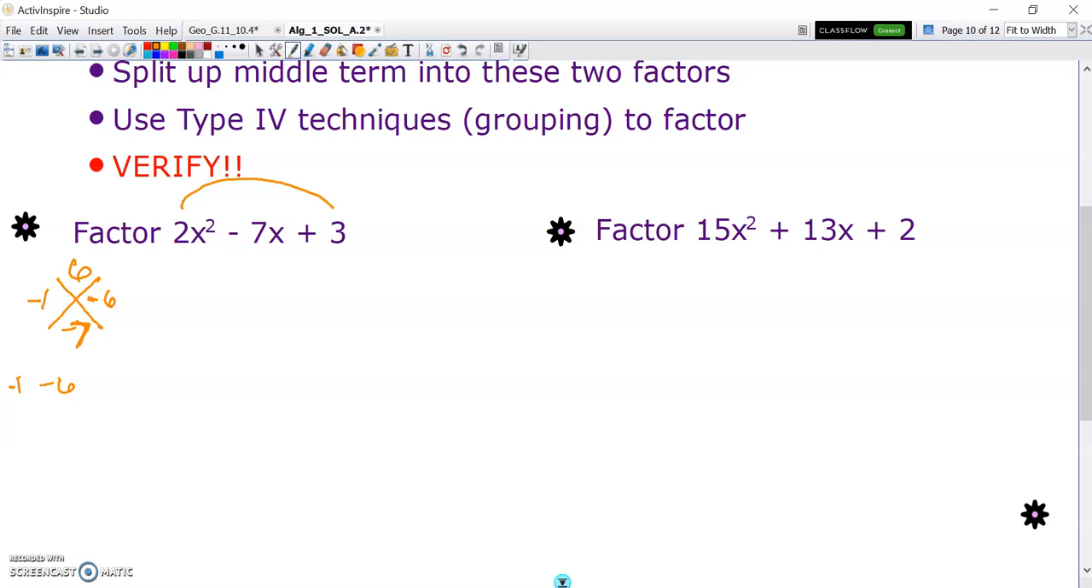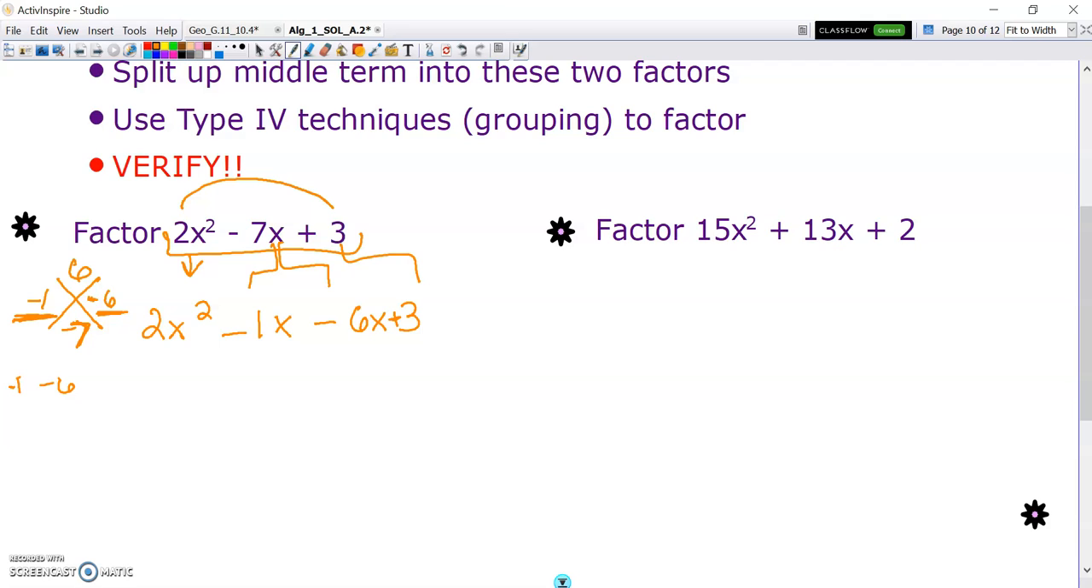Now what do we do with it? Instead of just writing two binomials, we're going to rewrite our trinomial in 4 terms. We're going to keep the first term, 2x squared. We're going to keep the last term, 3, and we're breaking up the middle term using our side pieces from our x box. We're going to attach an x to each of them. So I'm going to write down minus 1x, and then minus 6x, and the 3, I forgot to put that, was positive. So now you should see you have 4 terms.